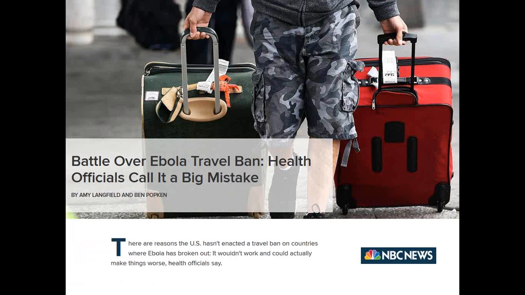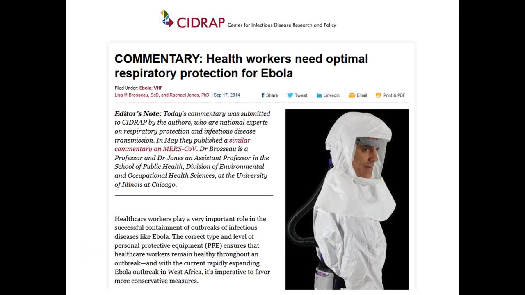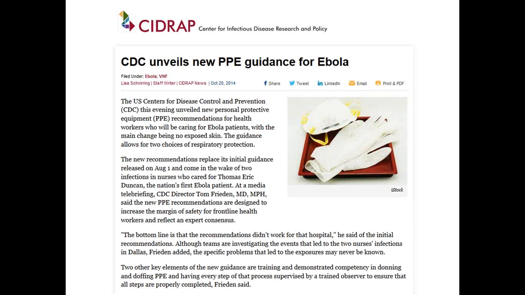We've seen people back off this mandatory quarantine of almost being locked in your house, and I think that's a good thing. In terms of healthcare worker protection, we had been outspoken about that issue for some time, saying that we need better protection. And as you saw after the Dallas cases, we did have that. CDC unveiled new PPE guidance for Ebola back in October.